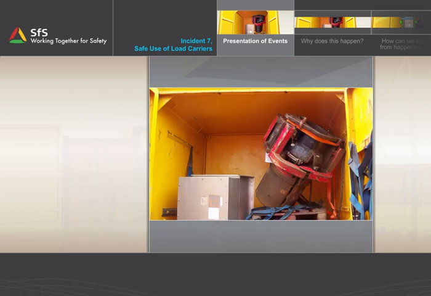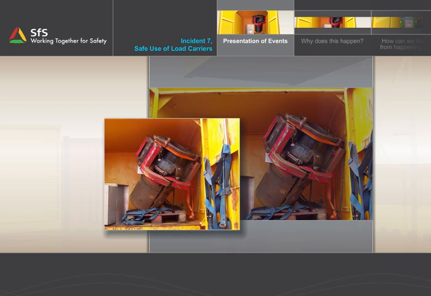A few weeks later, there is a similar incident. A container is opened on land. This time, there is also an unsecured load on the top rack. There is a heater and a slip joint that, together, weigh 700 kilograms. The slip joint alone weighs 400 kilograms.